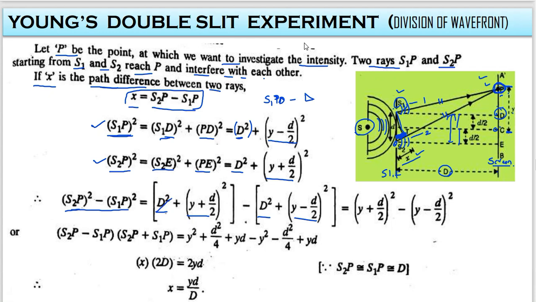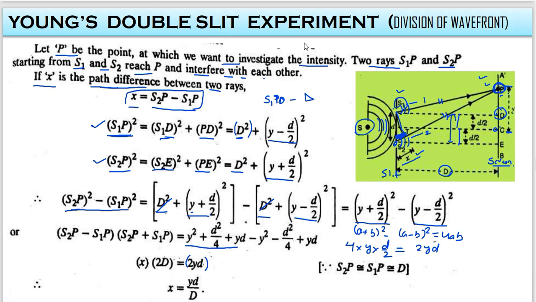From this part, d square and d square cancel. The remaining part is (y plus d by 2) whole square minus (y minus d by 2) whole square. This is similar to the expression (a plus b) whole square minus (a minus b) whole square, whose formula is equal to 4ab, so we can use it directly. So what is 4ab? That is 4 into y into d by 2, so the right hand part is 2yd.